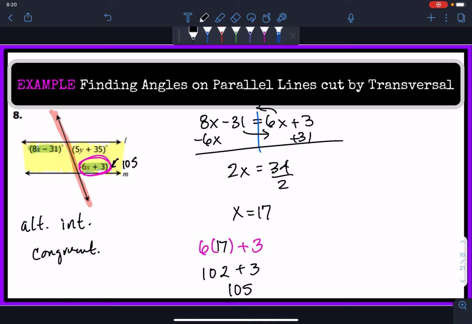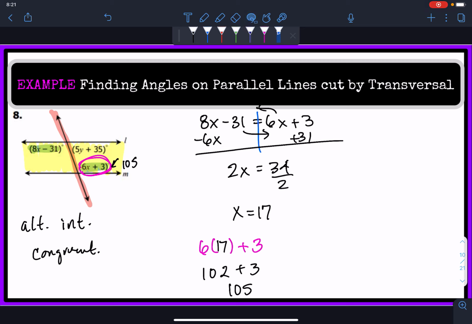Now from here we have several things that we can do. We can figure out the measurement of the acute angle by subtracting 105 from 180. Or we can add this one and this one together, and set that equal to 180. Because this angle is an acute angle, and the angle that I now know, 105, is an obtuse angle, I know adding them together has to equal 180 degrees. So let's do that.